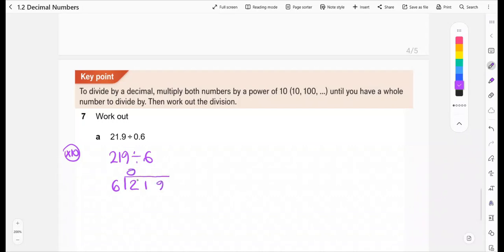6 into 2 obviously is 0. 6 into 21 is 3. Remainder 3. 6 into 39 is 6. And I still have a remainder of 3. So we're going to the decimal, and then 6 into 30 is 5. Therefore, my answer is 36.5. No further working is necessary.